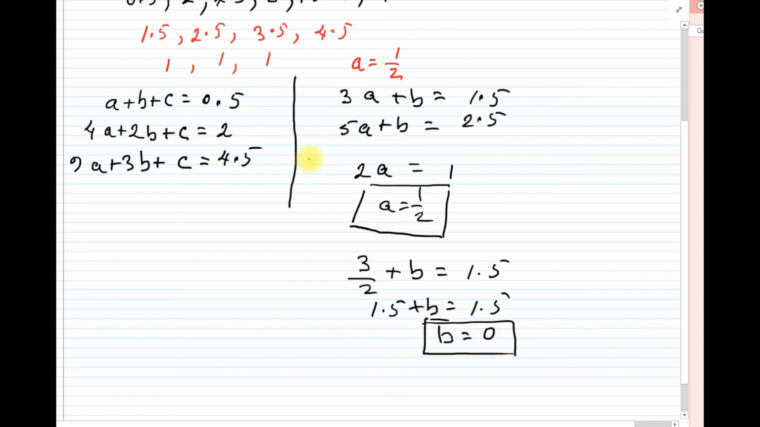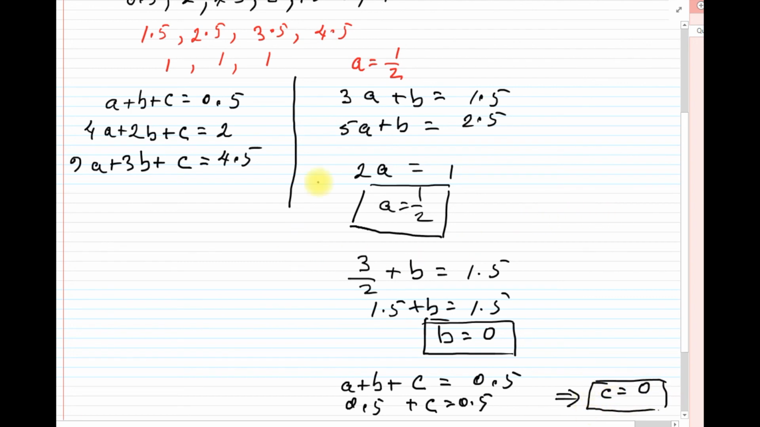And if I substitute all of it in the first equation, which is A plus B plus C is equal to 0.5, I have A is equal to 0.5, B is 0, plus C is equal to 0.5. So this will give me C is equal to 0.